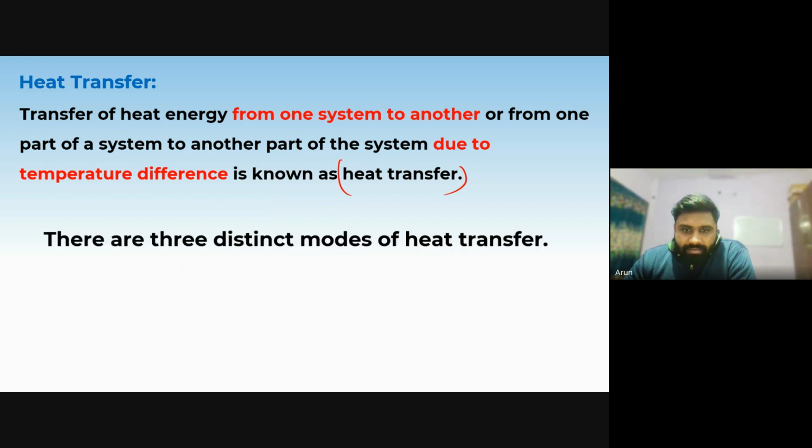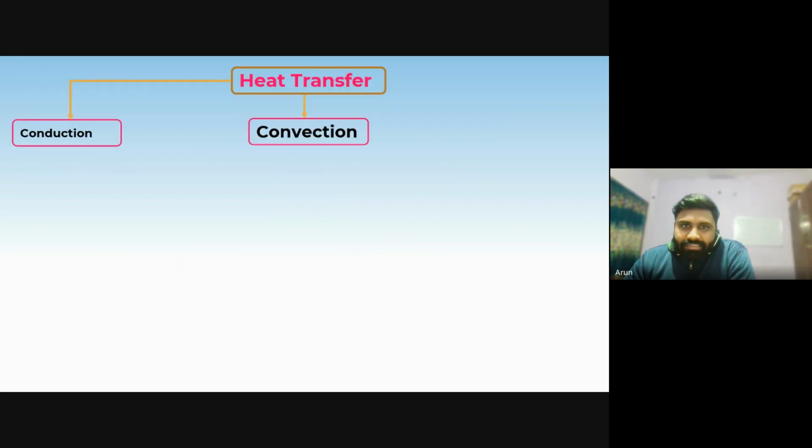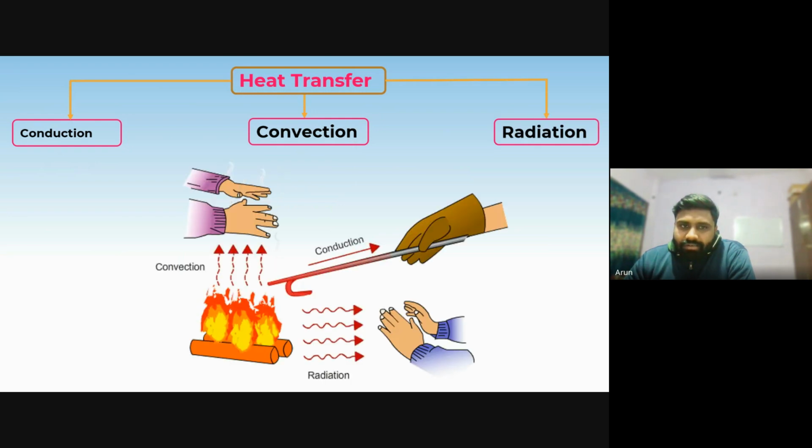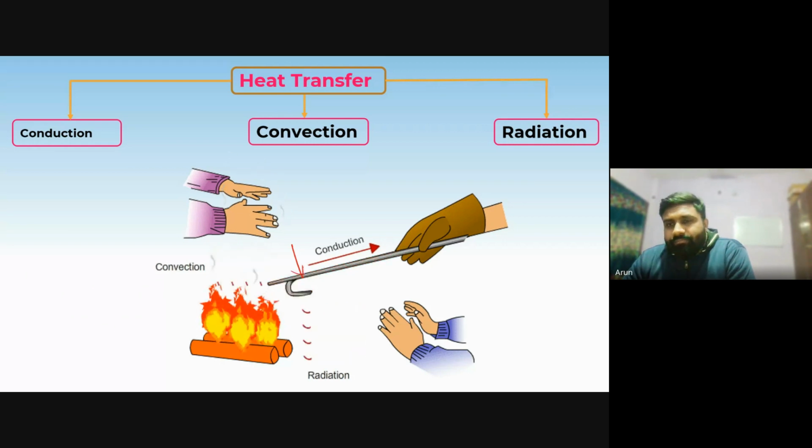The distinct modes that we have are conduction, convection, and radiation. For example, let me illustrate this: the fire is coming up. If you put a rod of metal into it, what will you feel? You will feel that after some time, the end that you are holding is getting hotter and hotter, so hot that we are not able to hold on to it.